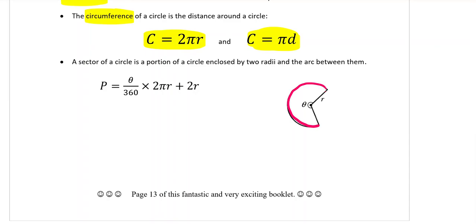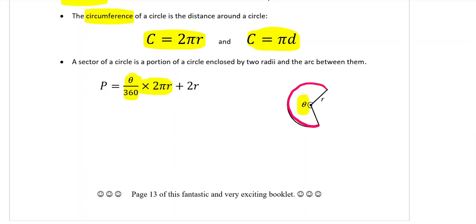Now, if we had half a circle, we just go half of our 2 pi r formula. But if we have an angle in here that is theta, we know that there is 360 degrees around a revolution. So whatever that angle is, we put it over 360, and then we times it by our circumference formula, which is 2 pi r. We use the 2 pi r formula because when it's a sector, you're given the length from the center of the circle to the edge, which is the radius. It would be very unusual to be given the diameter.